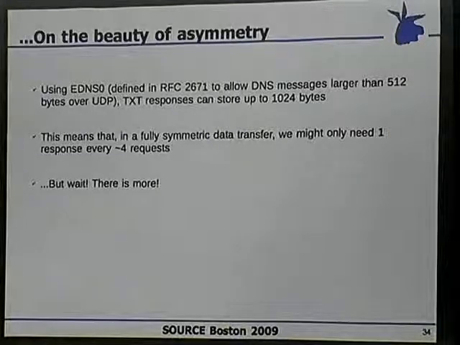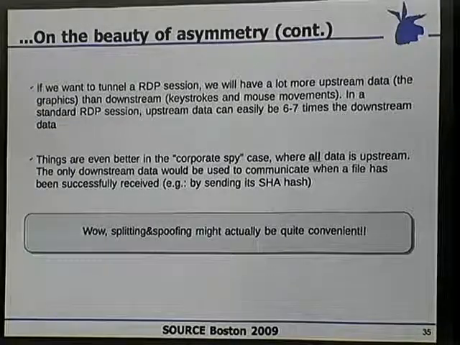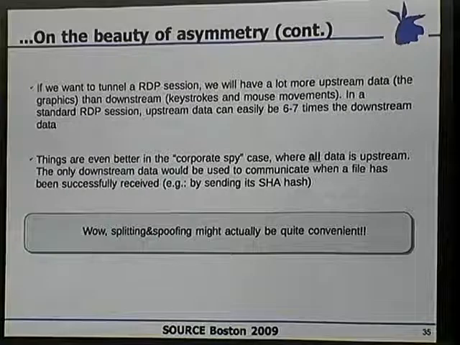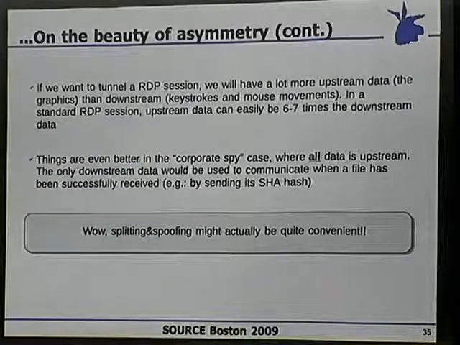But that's not all. If you want, for instance, an RDP session, you're going to have a lot of data to send out: all the graphics, all the windows, the whole screen that you need to deliver to the other end. Whereas downstream, you only have mouse events, clicks and keystrokes, very little data. In a real RDP session, the upstream data is actually 6 to 7 times the downstream data, so we get quite a good advantage by spreading the upstream data. And things are even better in a corporate espionage case, in which all data is upstream.